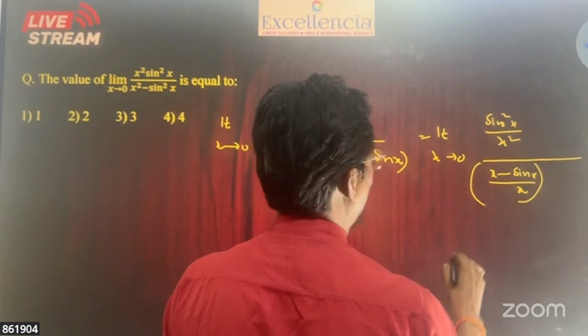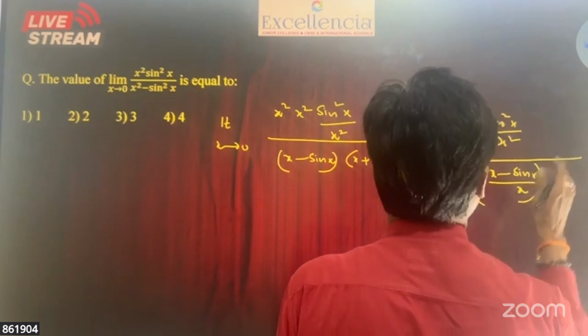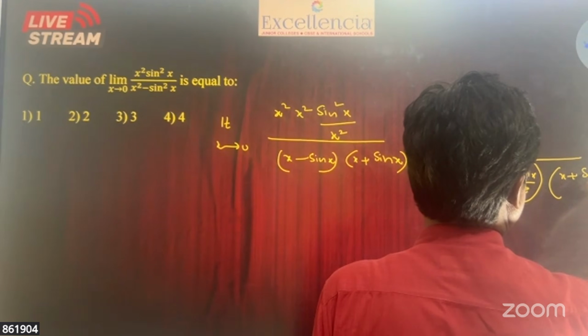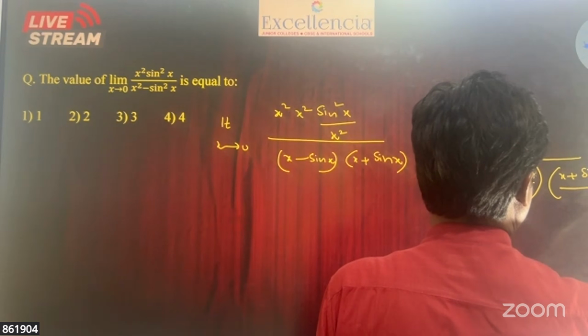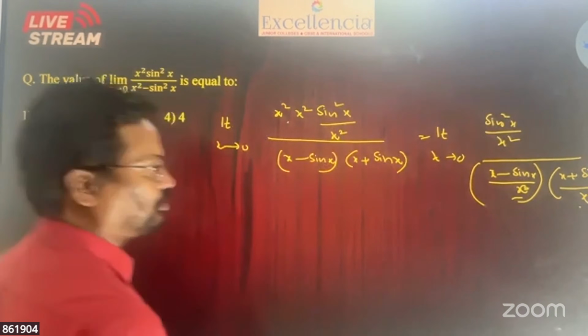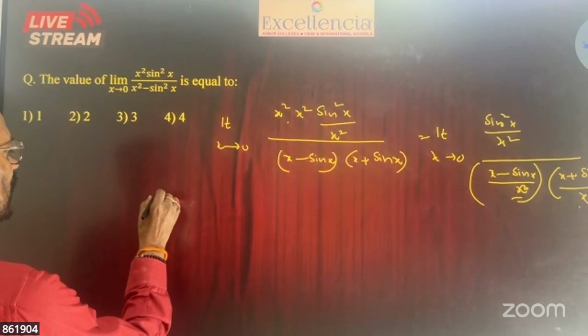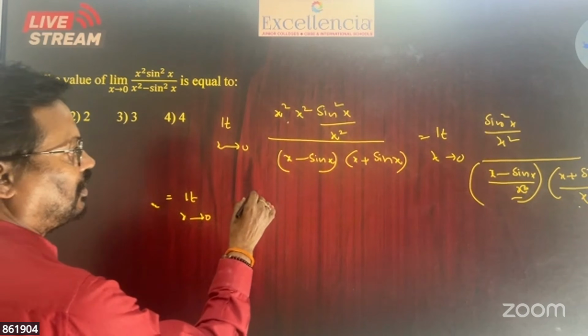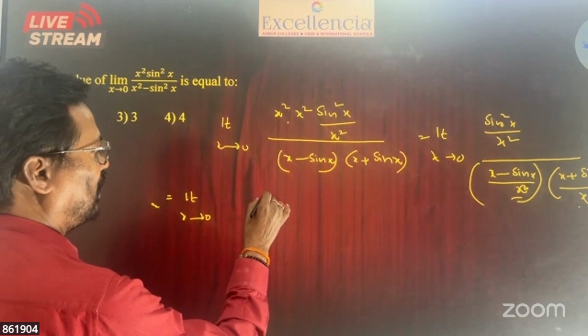Right, and here x cube by x and x plus sin x by x, totally there is x power 4. Now here we have written x power 4. Now that also we can write limit x tending to 0. This limit is already 1.